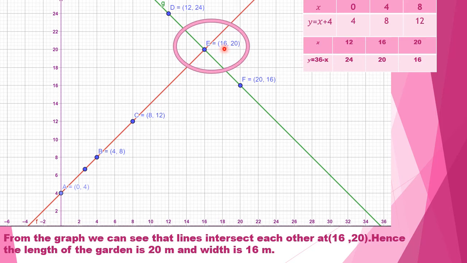So 16 represents the width of the garden, which is x, and the length was greater than the width. So y represents the length of the garden, which is 20 meters. The y coordinate is representing the length of the garden and the x coordinate is representing the width of the garden. Hence, the length of the garden is 20 meters and the width is 16 meters.